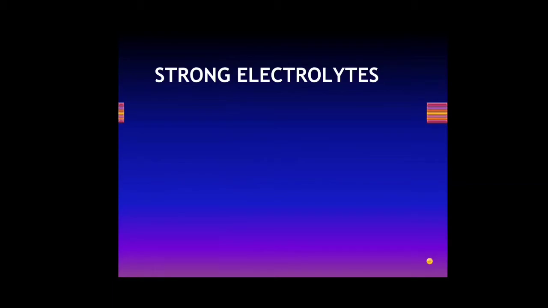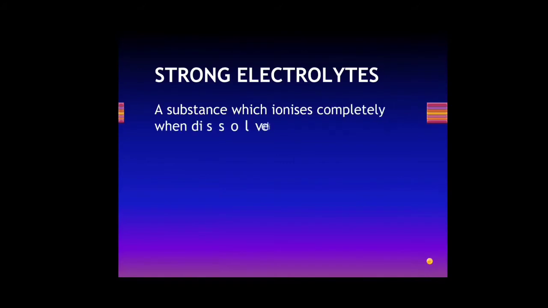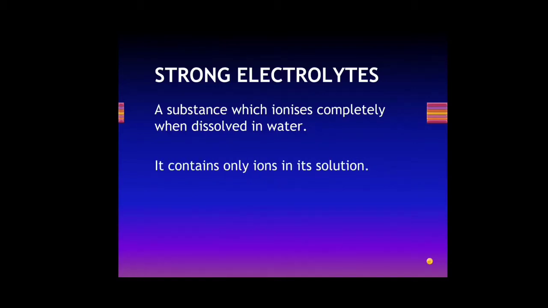Let's go to the next topic, strong electrolytes. As we have seen in the previous example, what are strong electrolytes? These are electrolytes that will be able to ionize fully or completely. A substance which ionizes completely when dissolved in water is called a strong electrolyte. So it contains only ions in its solution. Why? Because once it is dissolved in water, it completely ionizes.